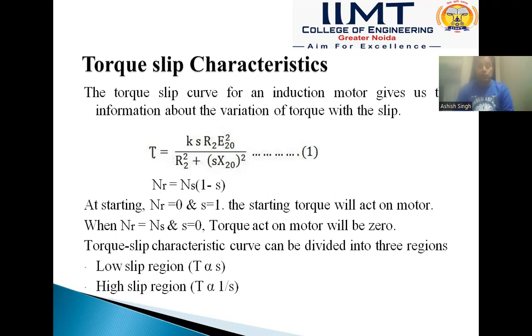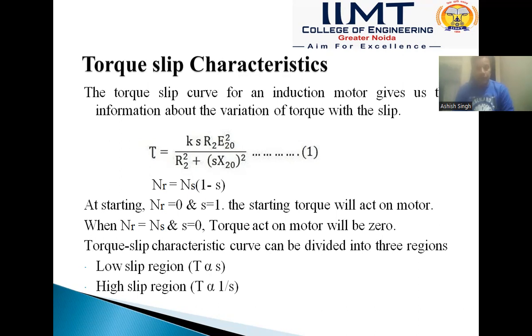into three regions: low slip region, high slip region, and moderate slip region. In the low slip region, the value of S is very small. So the value of S square X2 square is very much lesser than R2 square. So we can neglect S X2 square as compared to R2 square.